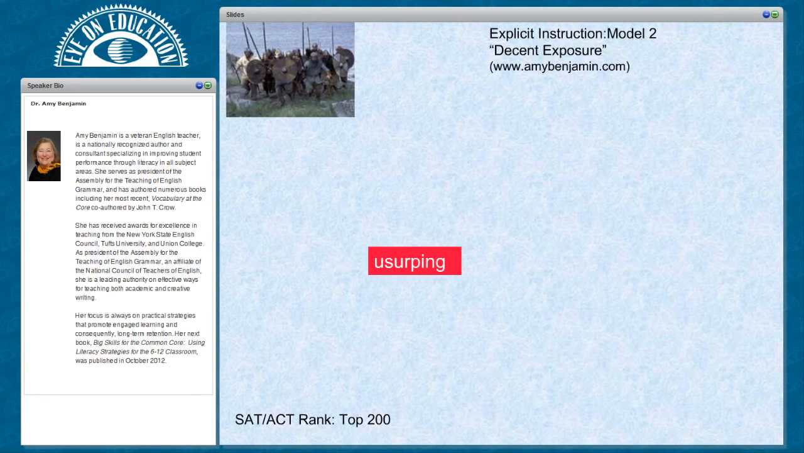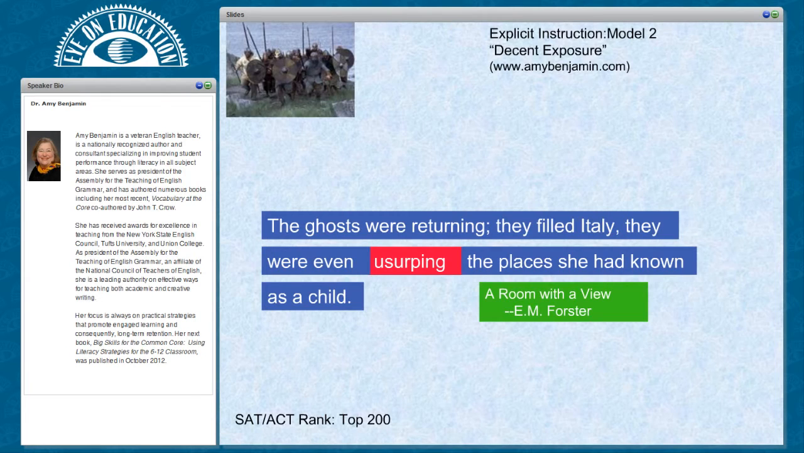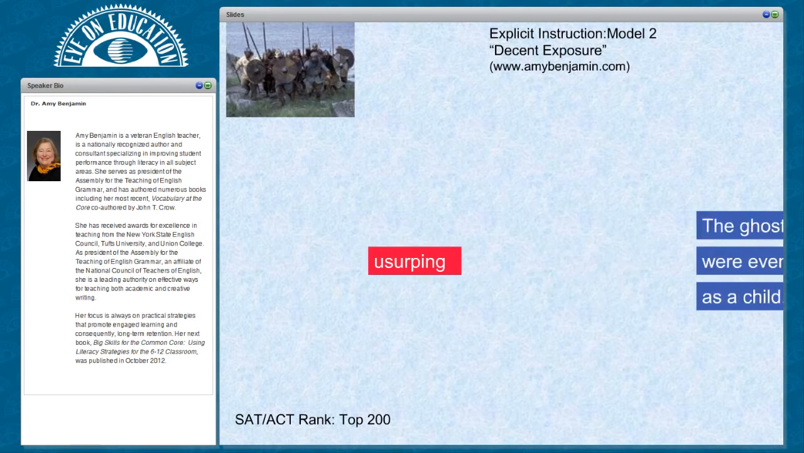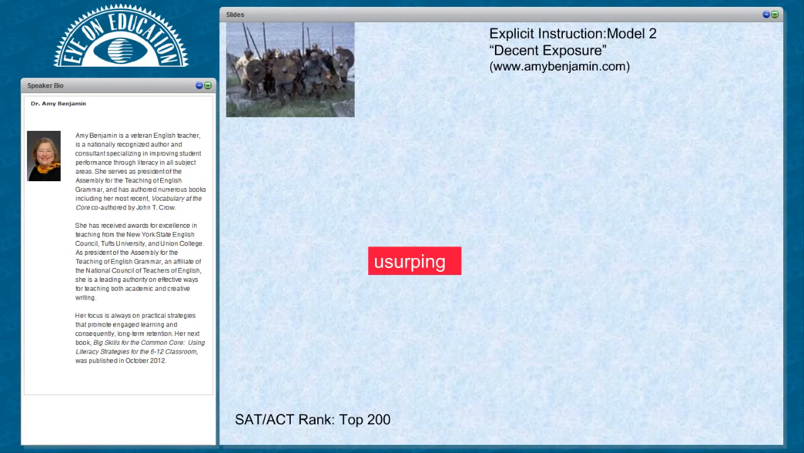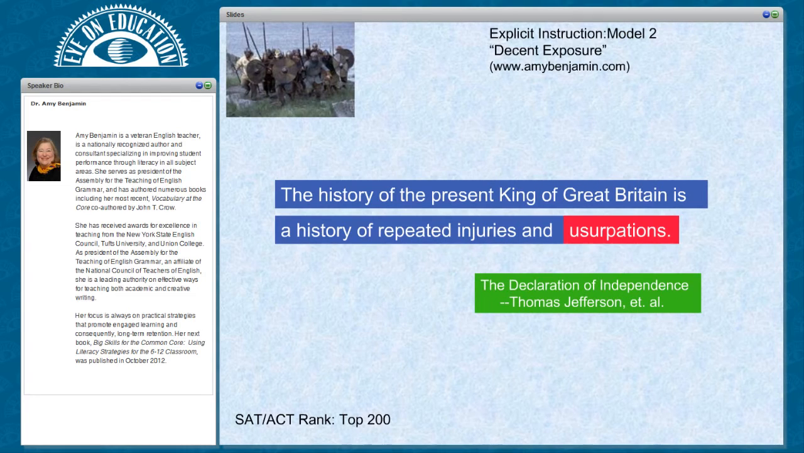We see a picture of what looks like an invading force landing for purposes of conquest. All right, now here's how it works. We bring on a sentence. That is a sentence from literature. It's from E.M. Forster's A Room with a View. Now what we have here are 4 of these sentences. Here's the next one. Now we have a different form of the word, usurpations. Here's our sentence. This is from the Declaration of Independence.